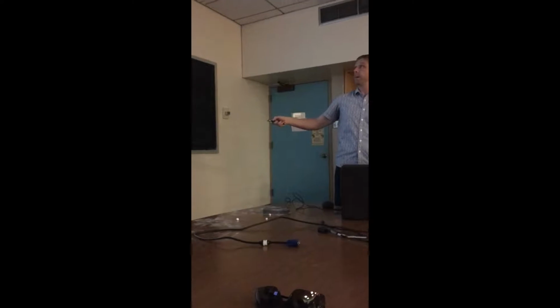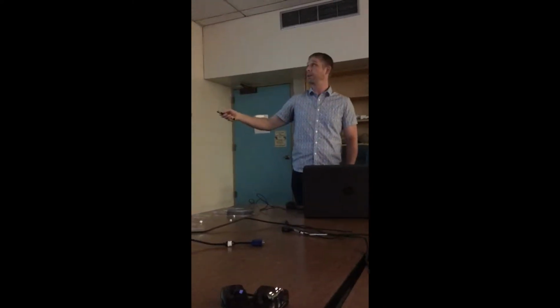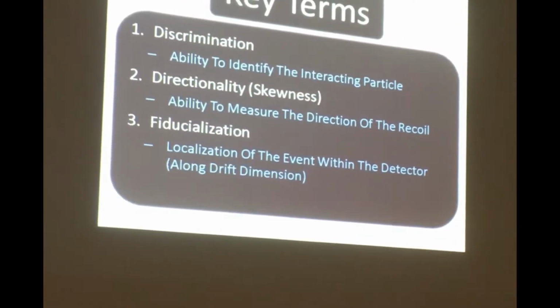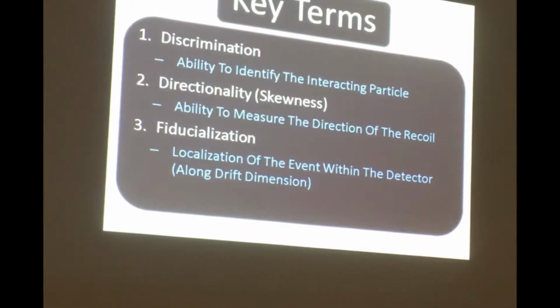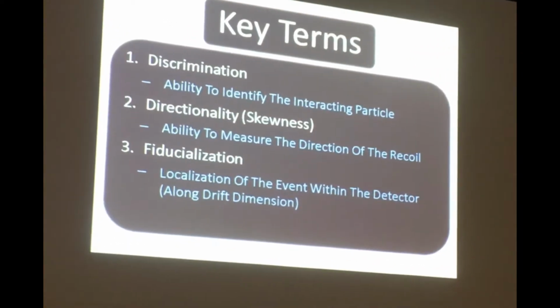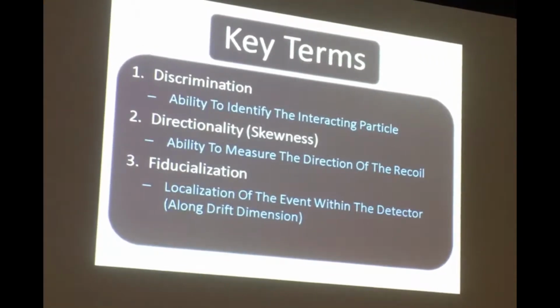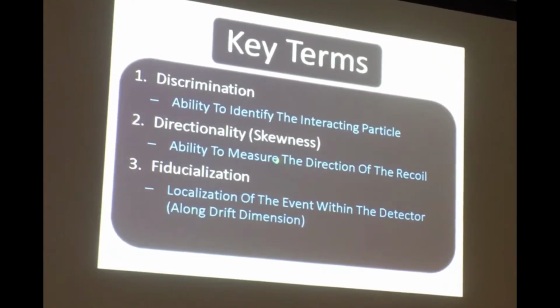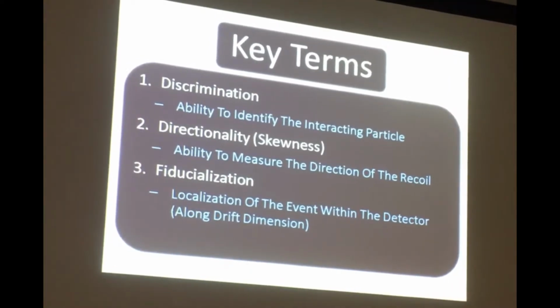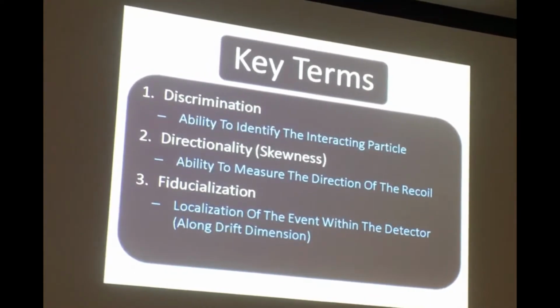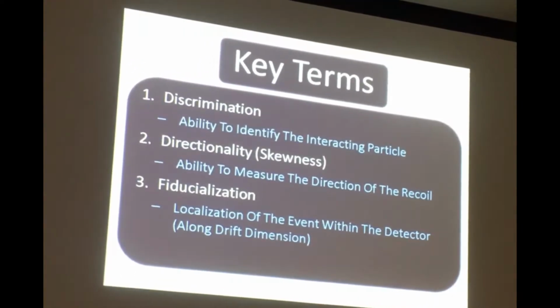Okay, so the key terms that I want to define. The first one is discrimination, which is the ability to identify interacting particles in your detector. And then directionality, or sometimes I'll call it skewness, is the ability to measure the direction of the recoil in your detector. And then fiducialization is the ability to localize where in your detector the event occurred. Okay? So, there you go.